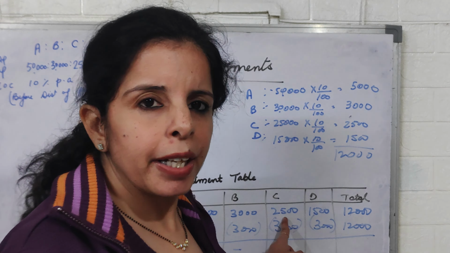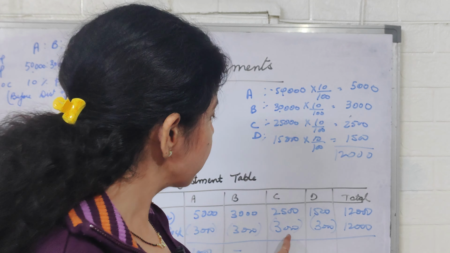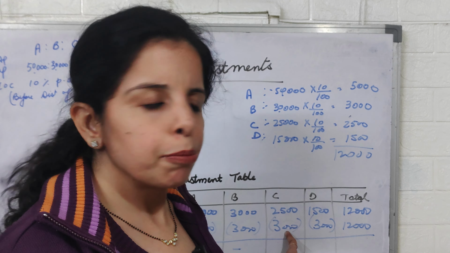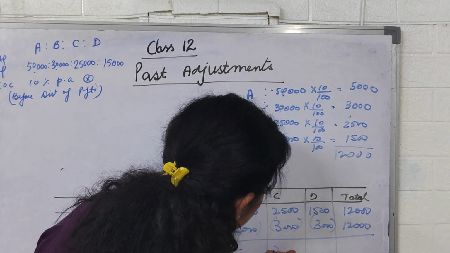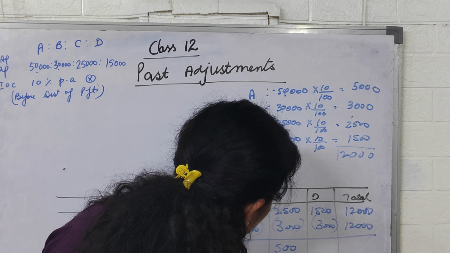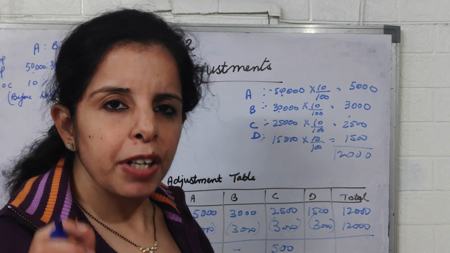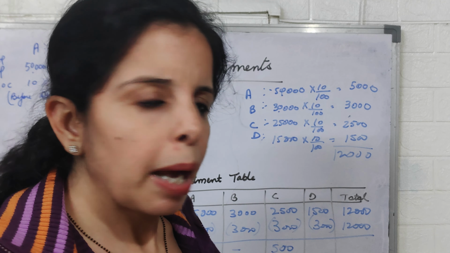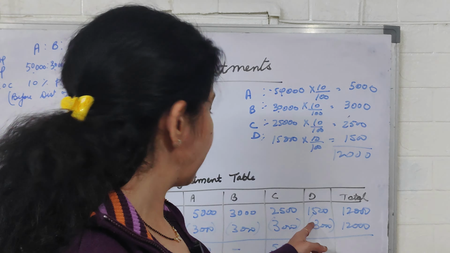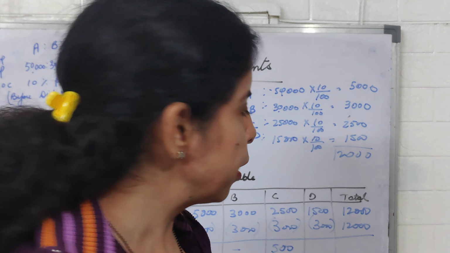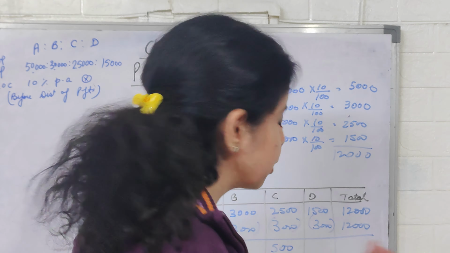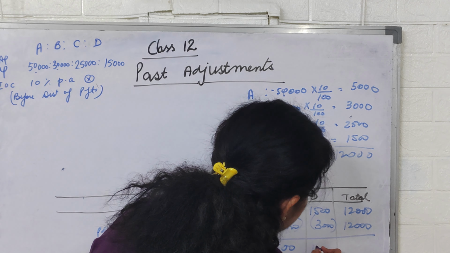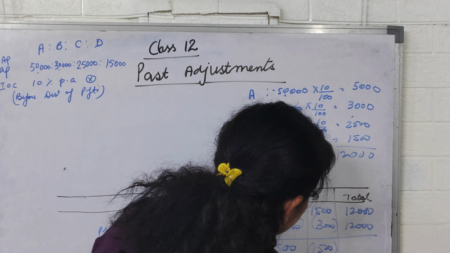C, 2,500 he will get as interest on capital and 3,000 we have to charge back from him. So 500 net amount we can take back from C. D, 1,500 we have to pay him as interest on capital and 3,000 we have to charge back as profit which was wrongly distributed, excess distributed. So 1,500 net we have to charge from D.